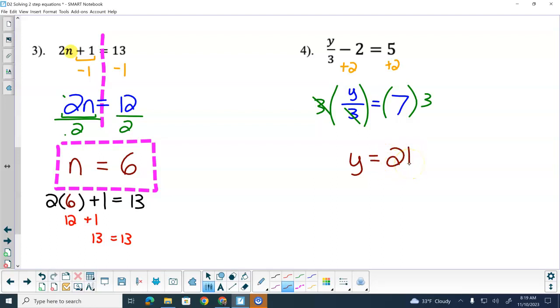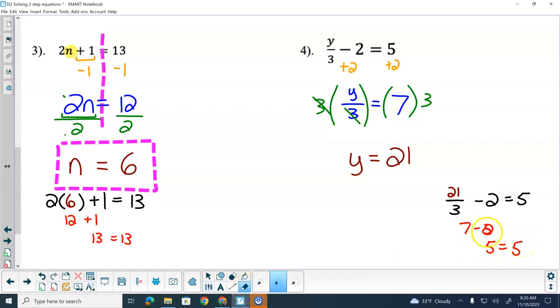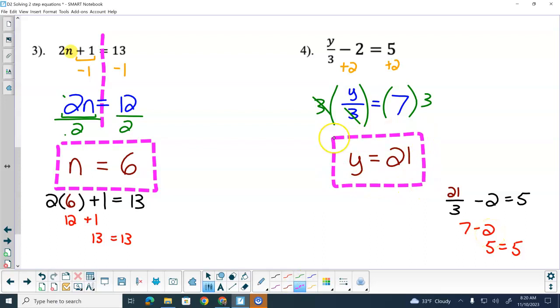All right, so we did our work. What do we got to do next? We got to check our work, okay? So we've got 21 divided by 3. What's 21 divided by 3? 7. 7 minus 2 is 5, equal to 5. Yeah, that is. So now we can circle our answer and we can brag about the fact, heck yeah, we solved that. Yeah, buddy. Okay?